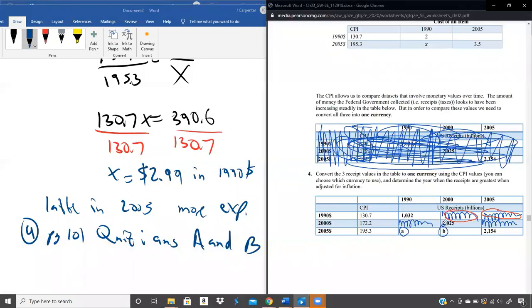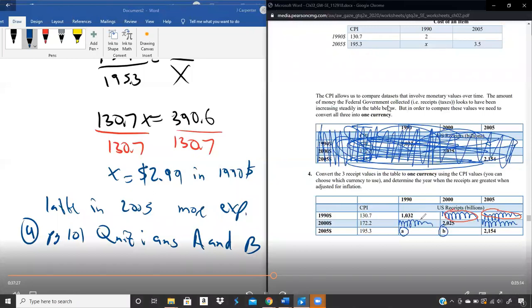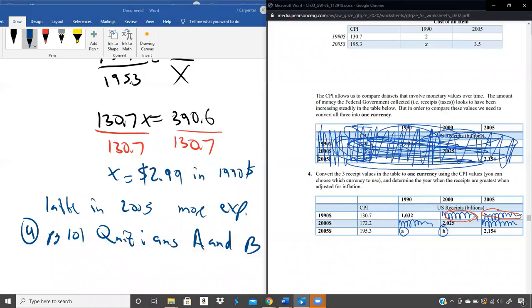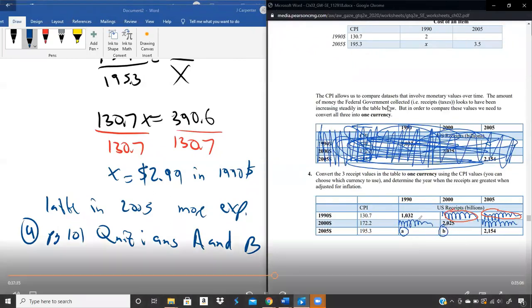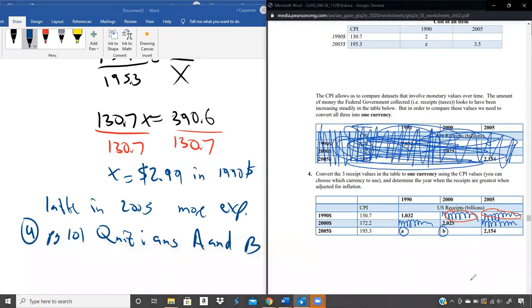I will even tell you the answer to this question, not the answers to A and B. When you find A and B, you should notice that the receipts from 2000 are the greatest when adjusted for inflation. So that's the middle column. So B should be the biggest number out of A, B in this 2154. I've spoiled that for you. So if you get the answers to A and B and B isn't bigger than A, guess what? You done it wrong. You done goofed.